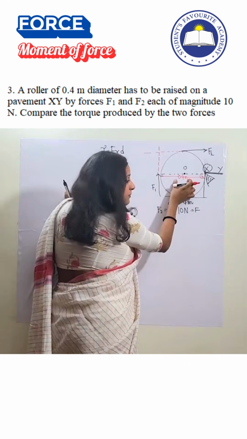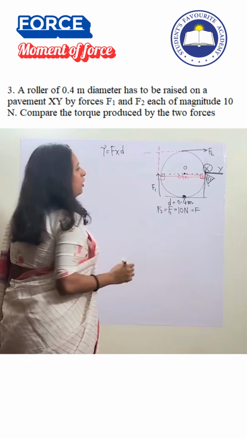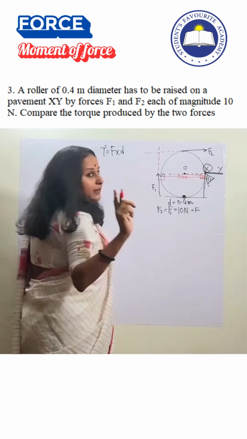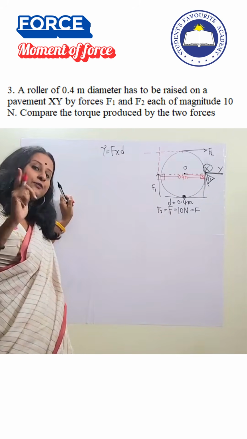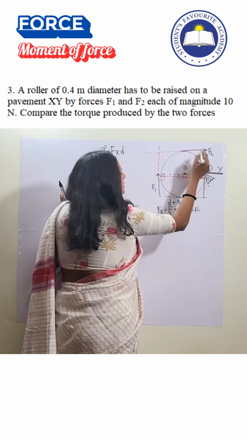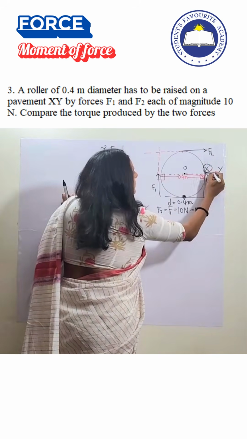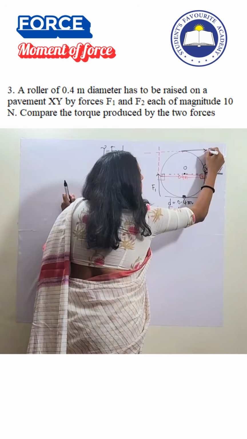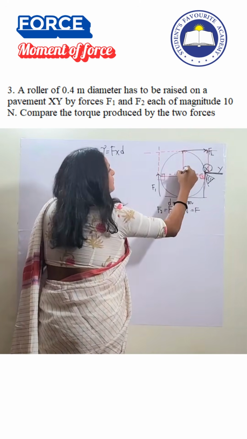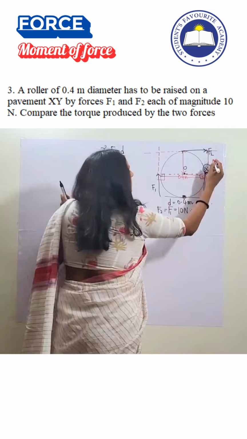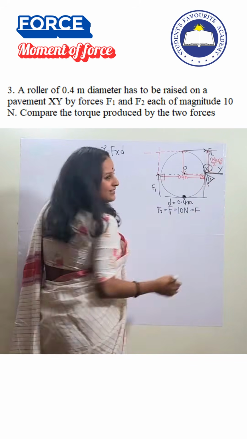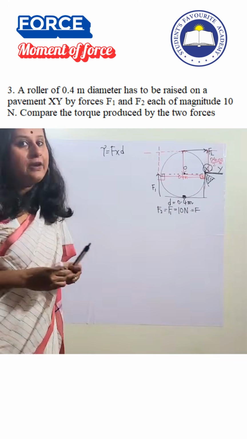So 0.4 meter. We are using a circle property. These are all tangential lines. So the radius of a circle at that point will be perpendicular to the tangent, which means it will be at 90 degrees. Now coming to F2. F2's line of action is this, and this is the pivot. So the shortest distance here is going to be this, which is nothing but the radius of the circle, which is 0.4 upon 2, which is 0.2 meter, isn't it? Radius will be half of diameter.